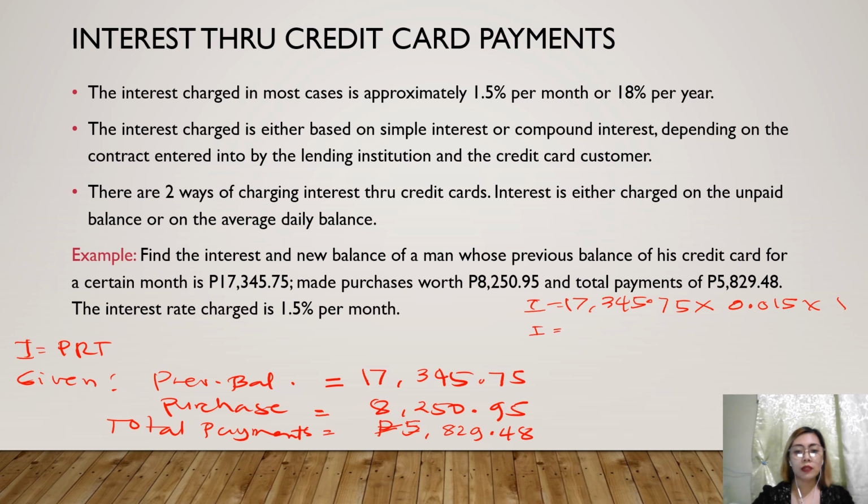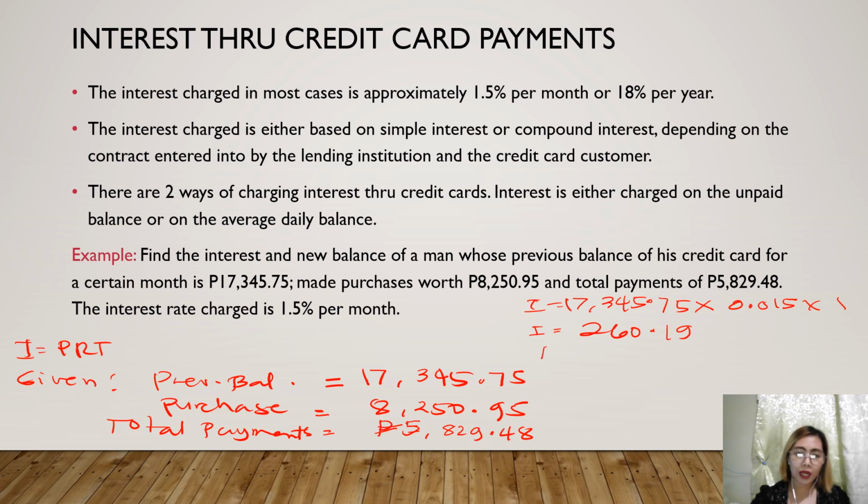So, ito ay magiging 17,345.75 times 0.015 is 260.19 pesos. This will be the interest for 17,345.75. So, ngayon, isasama na natin siya sa total na babayaran natin.